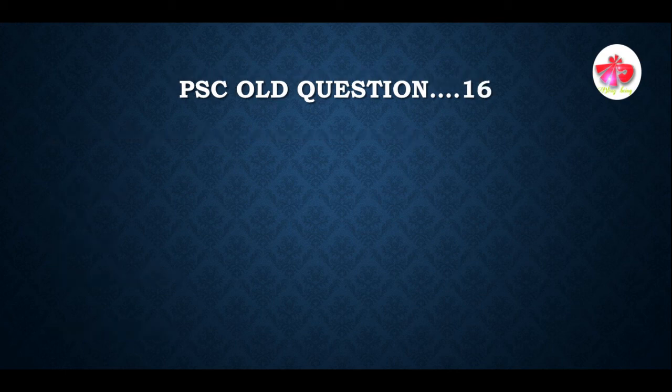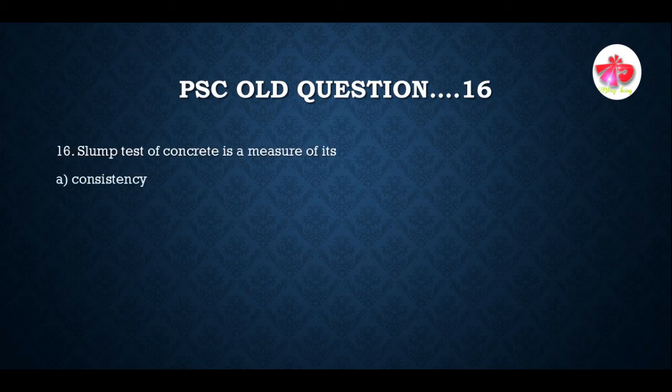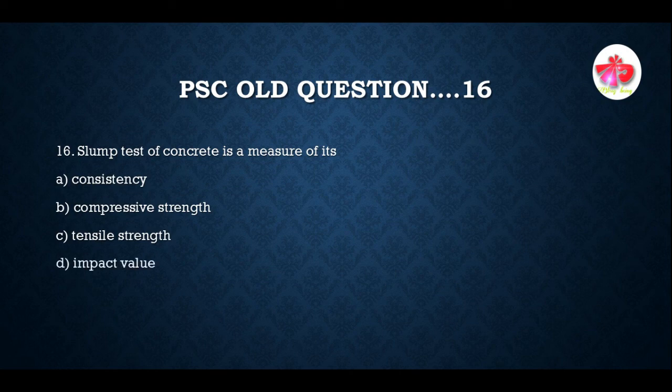Now moving to question number 16. Slump test of concrete is a measure of its: option A, consistency; option B, compressive strength; option C, tensile strength; and option D, impact value. So friends, the slump test of the concrete is the measure of its consistency, option A.